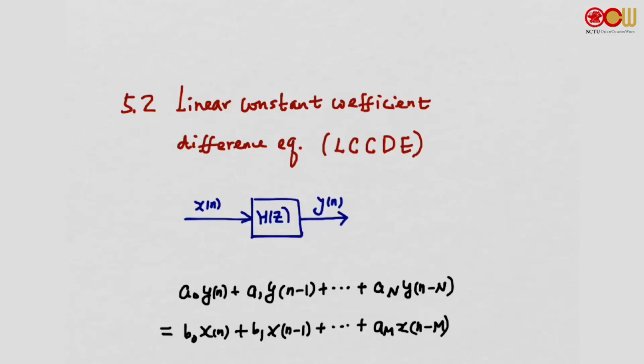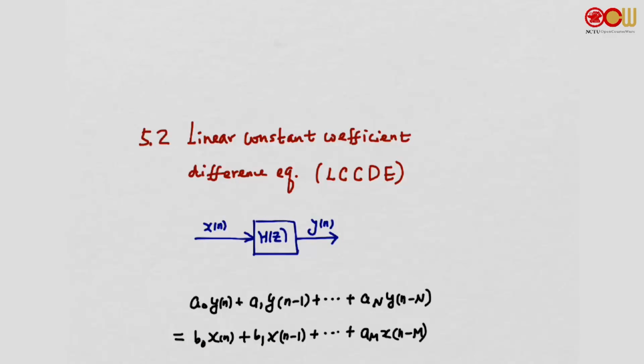Earlier we have talked about linear constant coefficient difference equations in Chapter 2. When a system is governed by such an equation, the input x[n] and output y[n] satisfy a0 y[n] plus a1 y[n-1] up to aN y[n-N] equal to b0 x[n] plus b1 x[n-1] all the way to bM x[n-M]. This is a bit like the continuous time linear constant coefficient differential equation.